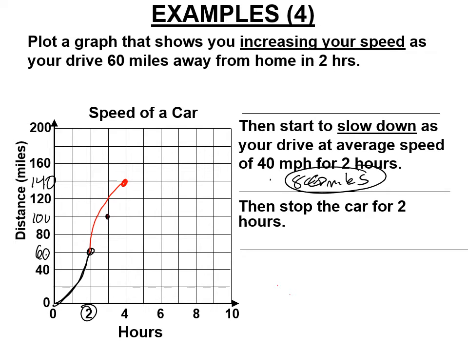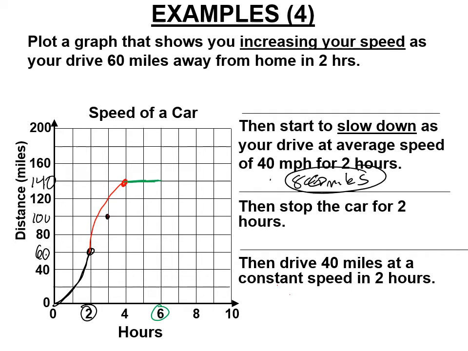So now it says, then stop the car for 2 hours. Hopefully that's easy enough. Right, so now we're at 6 because we had 2 hours, 2 hours, 2 hours. Then drive 40 miles, right? So we have to go 40 more miles, and they want it to take 2 hours. Okay, so 40 miles. So we're going to be at 8, right? 2 more, because we're at 6 plus 2, so we're going to be at 8, and we've got to go 40 more miles. So we should end at 180.